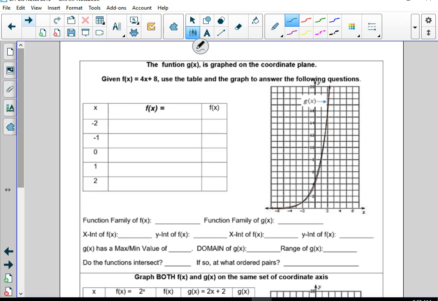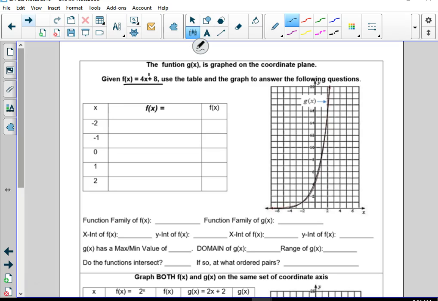Okay, so here we have the function g of x. What kind of function is that? It is an exponential. Very good. Somebody's on it today. Now, f of x, what kind of function is that? 4x plus 8. 4x to the 1 plus 8. What kind is that? What family? Linear. Very good. It's a line. X to the 1.